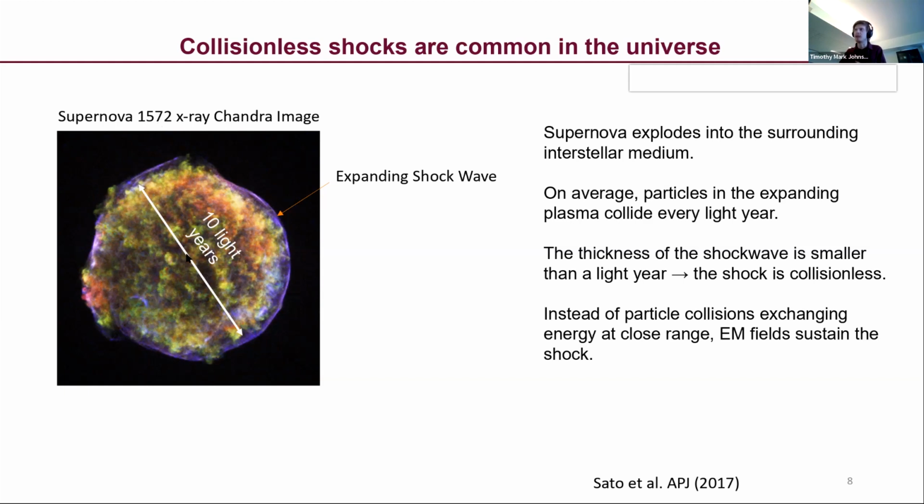From observations, we know that the system size is about 10 light years across, and the highest energy X-rays are shown in purple. And you can see that there's this very thin purple band on the outside, and that's the expanding shock wave here. From other observations, we know the plasma conditions, and we can find that the particles will travel about 1 light year before they actually experience a collision. But just by looking at the image, we see that the shock wave is much thinner than 1 light year. So this shock wave can't be pushed forward and sustained by particle collision. It has to be some other kind of phenomenon. And that's what a collisionless shock is.